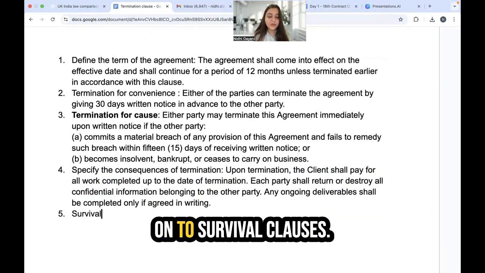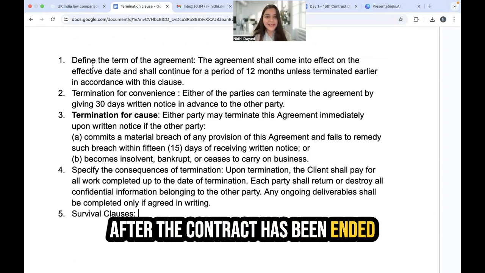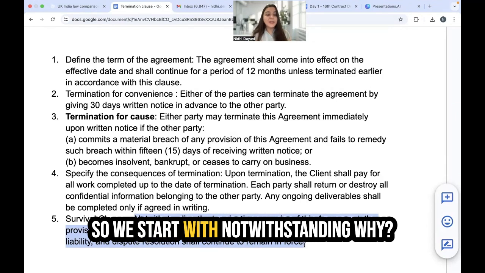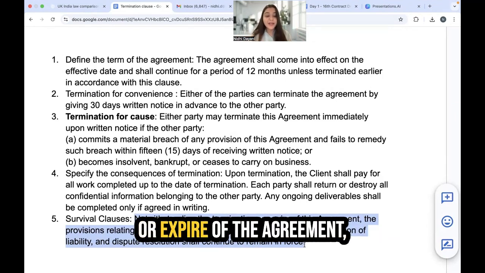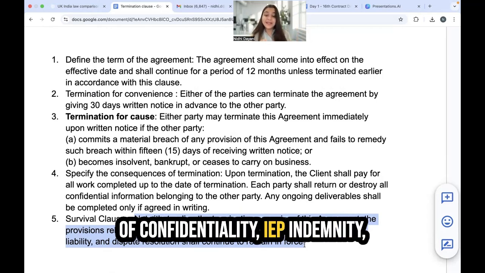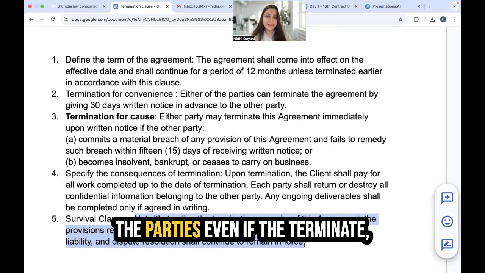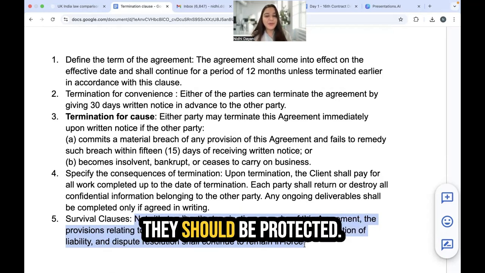Finally, we will move on to survival clauses. So what is it that will survive even after the contract has been ended? For this, we use the non-obstante clause. So we start with notwithstanding. Why? Because even after the termination or expiry of the agreement, provisions of confidentiality, IP, indemnity, limitation of liability, and dispute resolution shall continue to remain in force, because we want to protect the parties. Even if the contract is not ongoing, they should be protected.